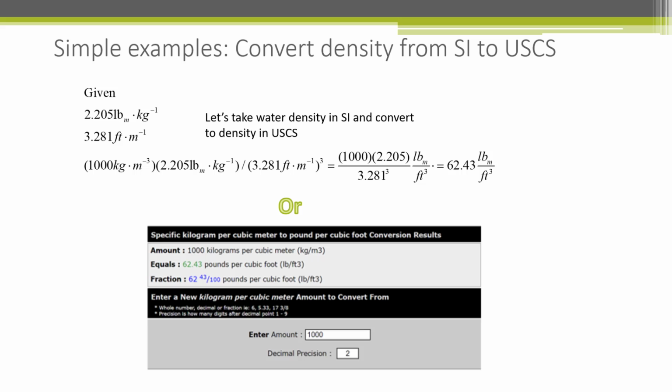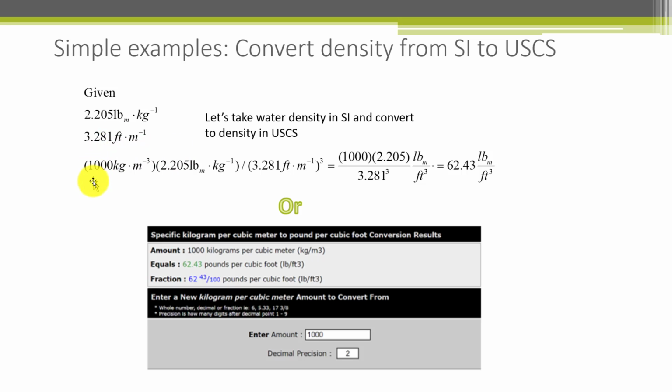Here we'll take a simple example of converting density from SI to USCS. If you're given these, you can look these up on the internet, the conversion from pounds mass per kilogram, or 3.281 feet per meter.